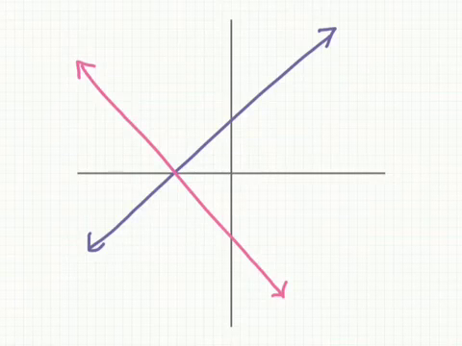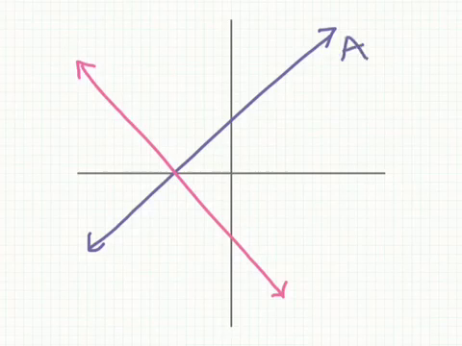Okay, today we're going to learn about how to find the intersection of two lines on a coordinate plane. So what that means is here, for example, I have line A, which is purple, and line B, which is pink. And what I'm trying to find is at what point on the graph do these two lines meet? Or at what point do they intersect?